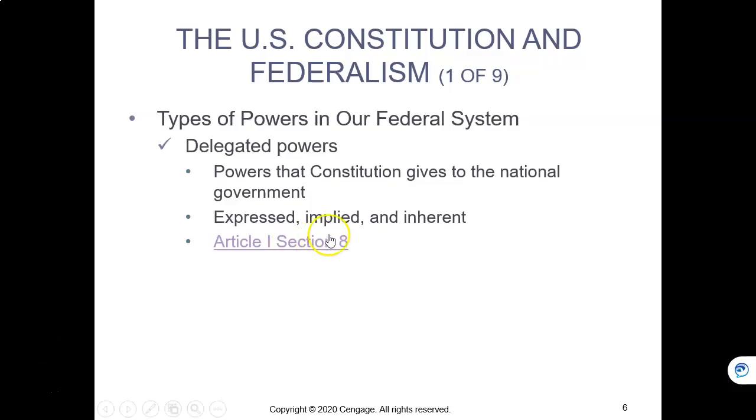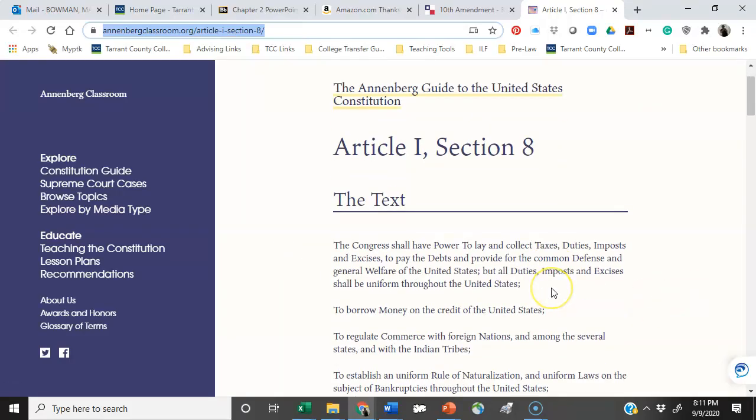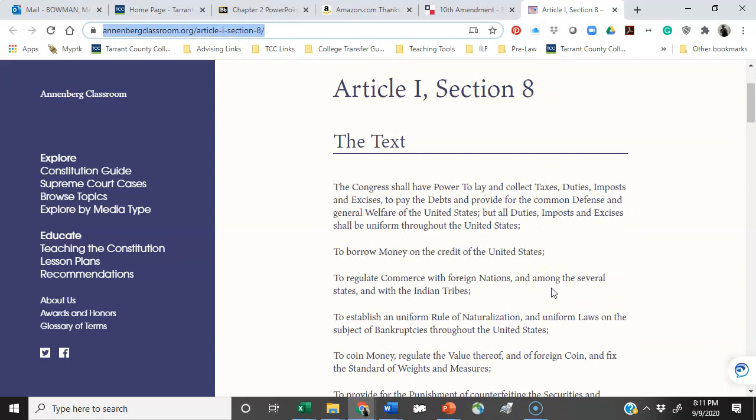So let's look at Article 1, Section 8. Article 1, Section 8. I'm going to say it one more time. I want you to say it with me. Article 1, Section 8 of the United States Constitution. Here it says Congress, and here they mean the United States Congress, has the power to lay and collect taxes, duties, imposts, and excises.